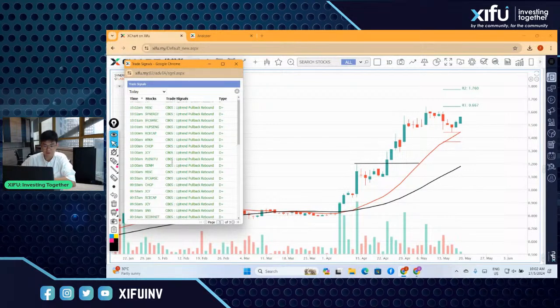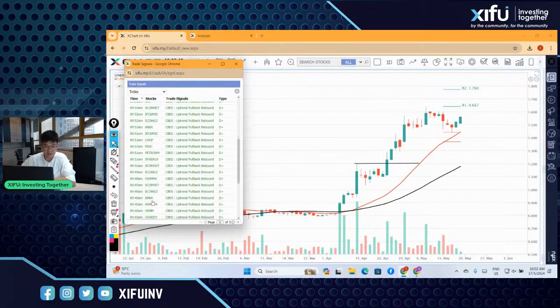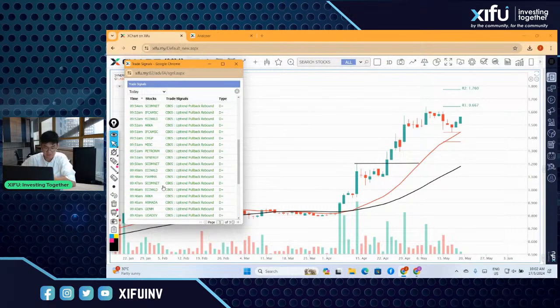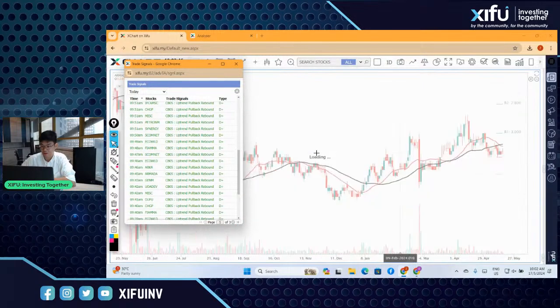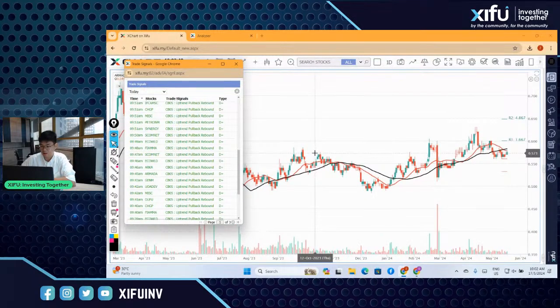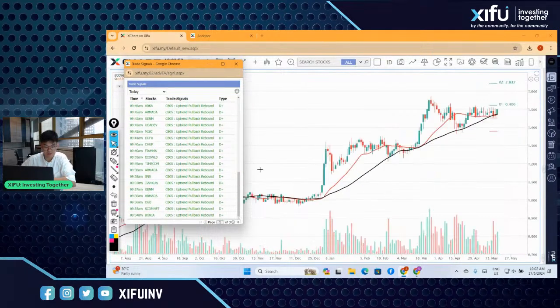I want to look for something that just started to break out and do pullback. Seems like there's none today. Okay, Fiamma up. Oh, Armada. Okay, never mind. Maybe afternoon. Now it looks like still not so convincing yet.